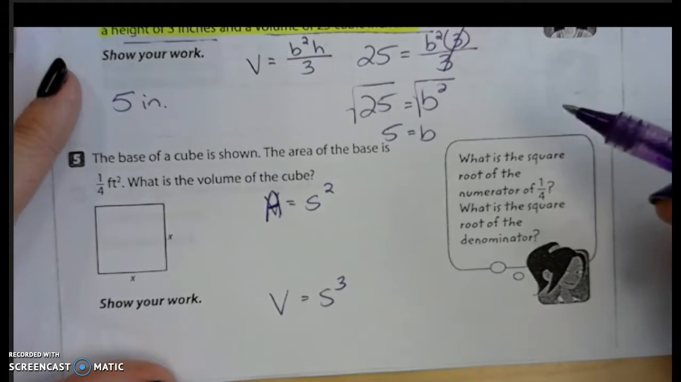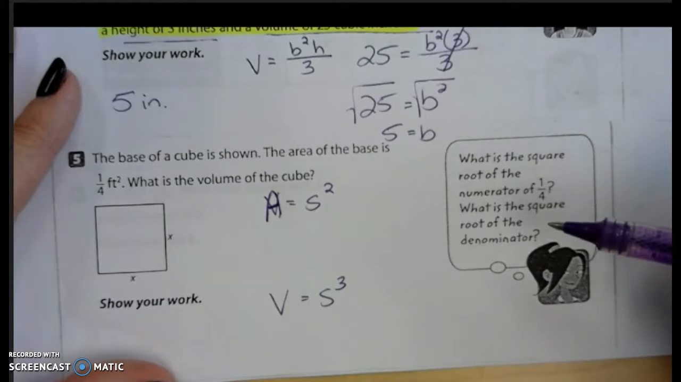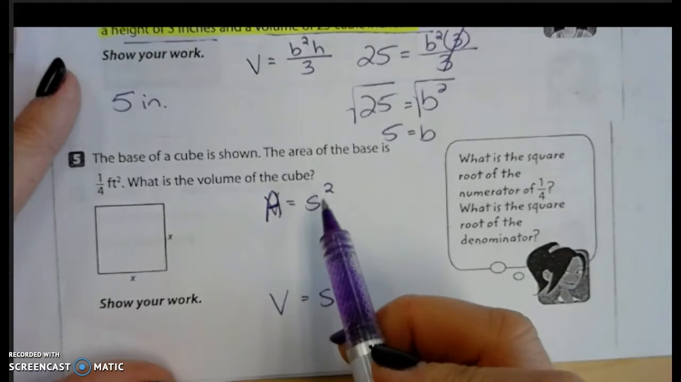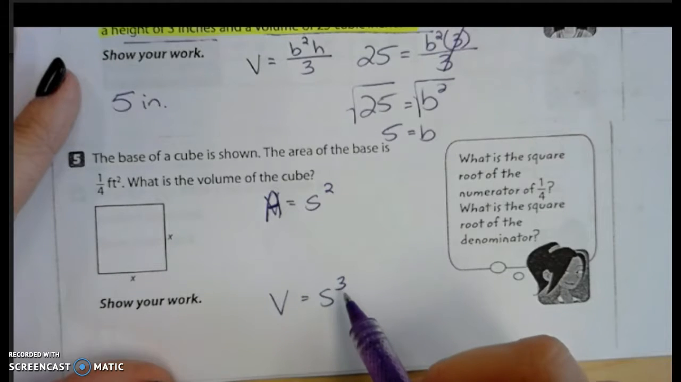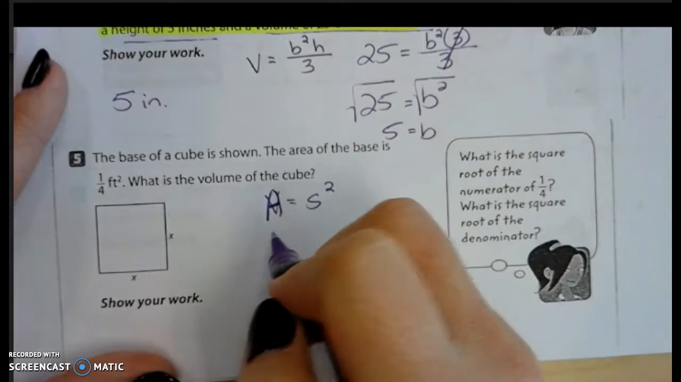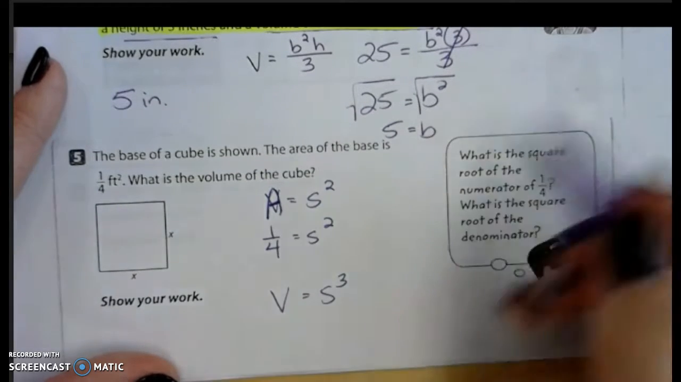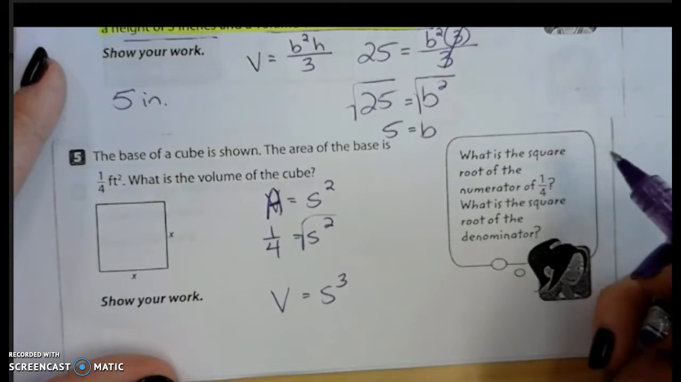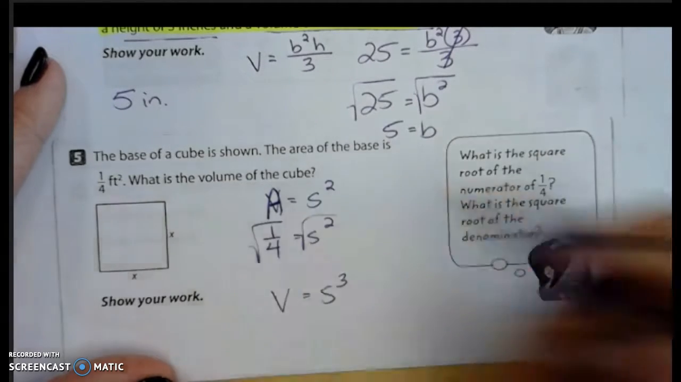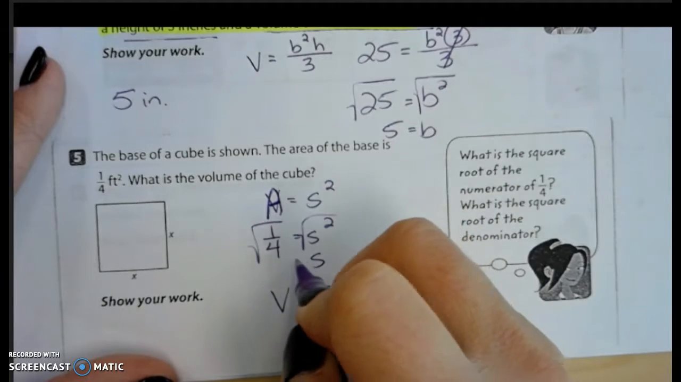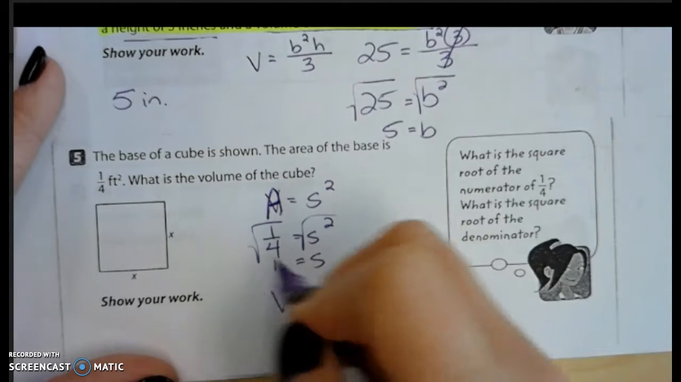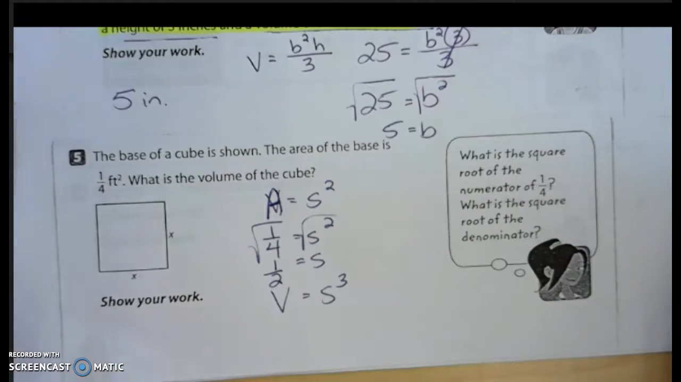There is no way to go from a side squared to a side cubed unless you go to a single side. So we need to go from a square to a single side, and then we'll cube that number. So we'll plug in our area, which is 1/4. To solve for S, we're going to take the square root of S squared. If we square root on the right, we square root on the left. The square root of S squared is S. The square root of 1 is 1. The square root of 4 is 2. So the side length is 1/2 of a foot.